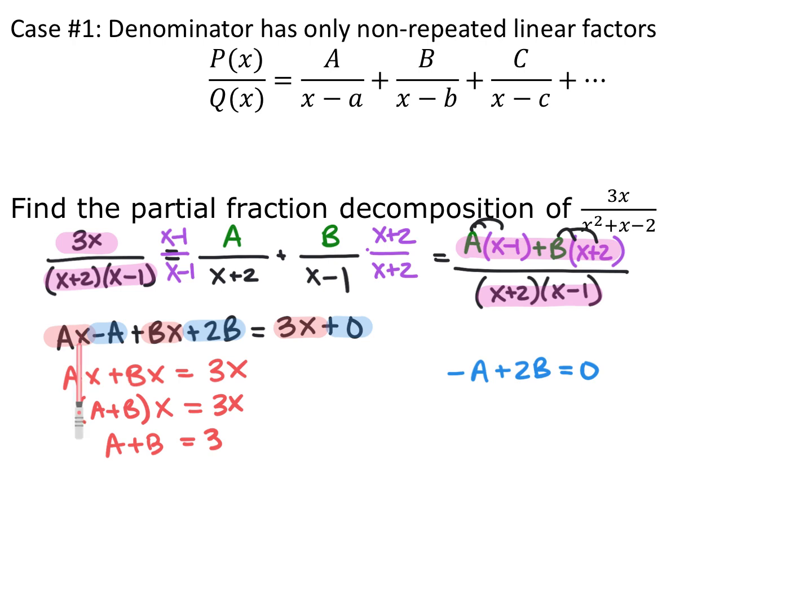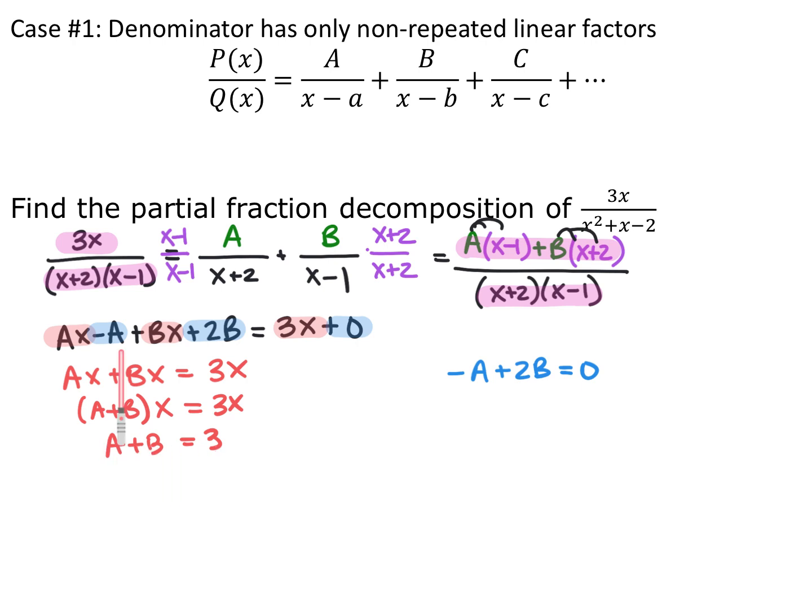So I have ax plus bx. When I combine those like terms on the left, I know it has to simplify down to 3x. So ax plus bx has to be equal to 3x, which means if I take my x's out and just add the coefficients, a plus b has to be equal to 3.